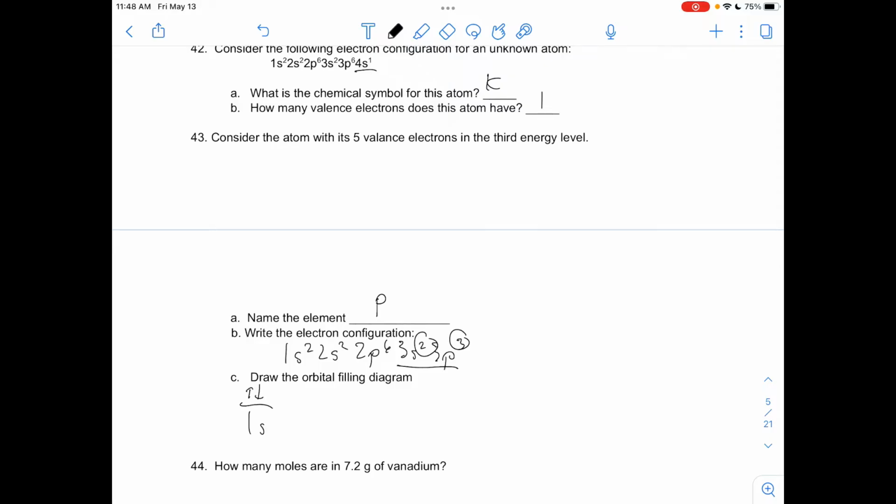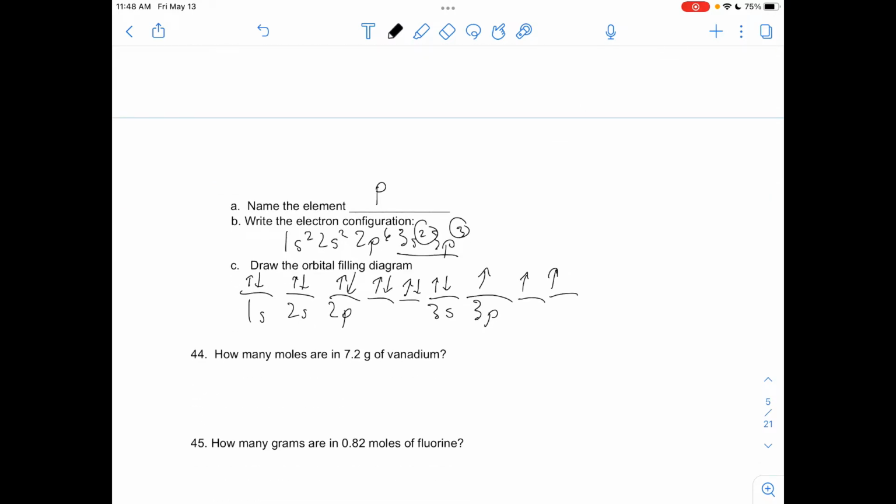Orbital diagram. Filling up all of the orbitals. And again, 3p, I have to fill up everything halfway first before doubling up. All right, so that's unit 5 and 6.